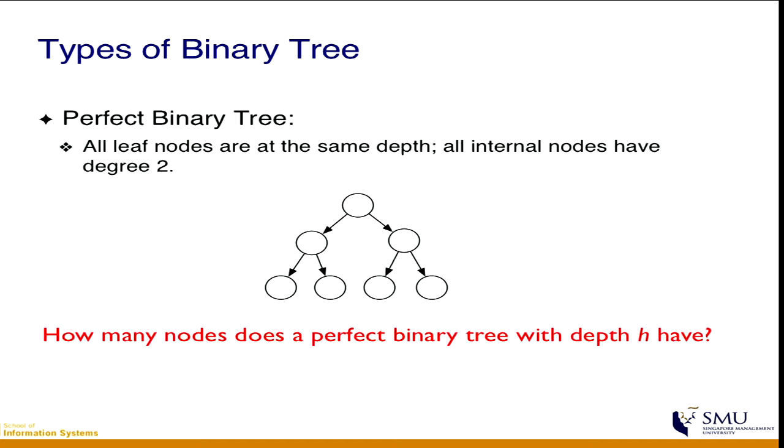Perfect tree will be every leaf node is at the same level, and they're all full. So either have 0 or 2 children. That means that every node above is going to have 2 children, except the leaf nodes. They're going to have just 0.